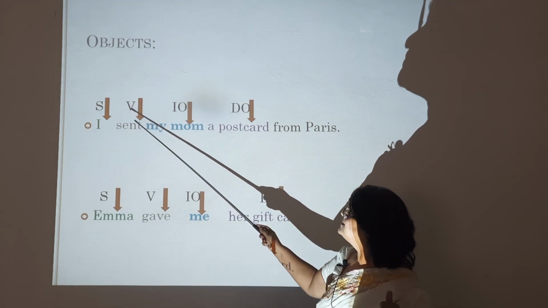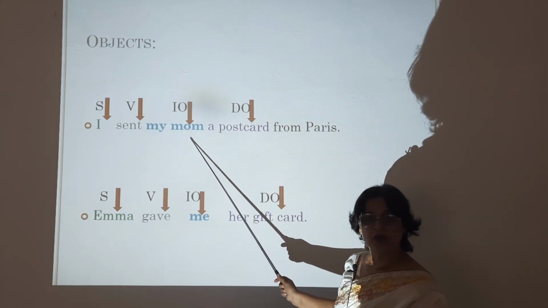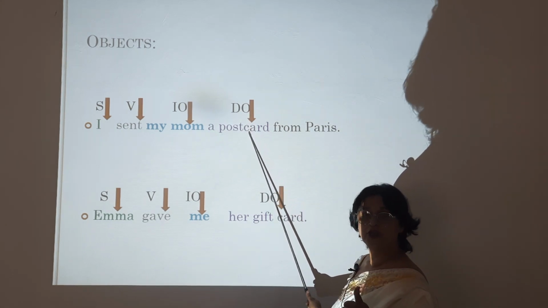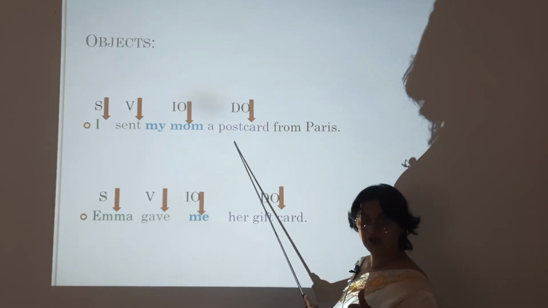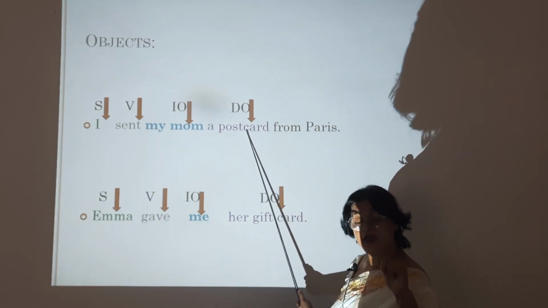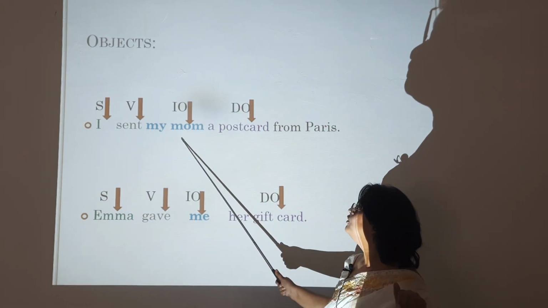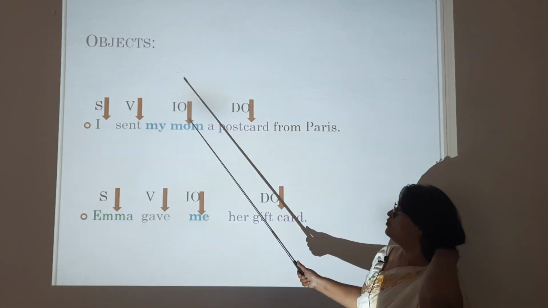Now what did I send? I sent a postcard. Did I send my mom? No. I sent what? I sent a postcard. So the postcard becomes a direct object. Whom did I send the postcard to? I sent the postcard to my mom. Correct?